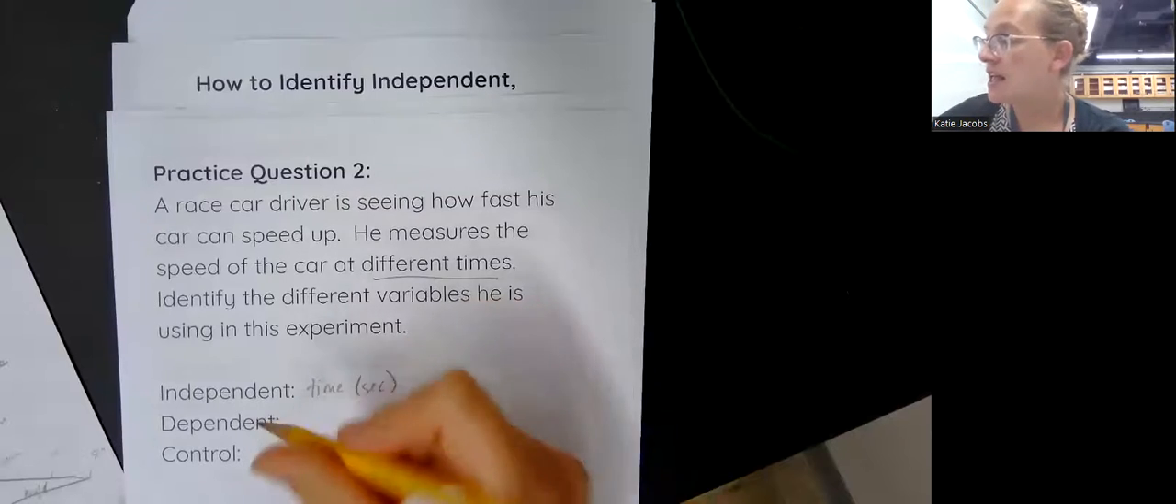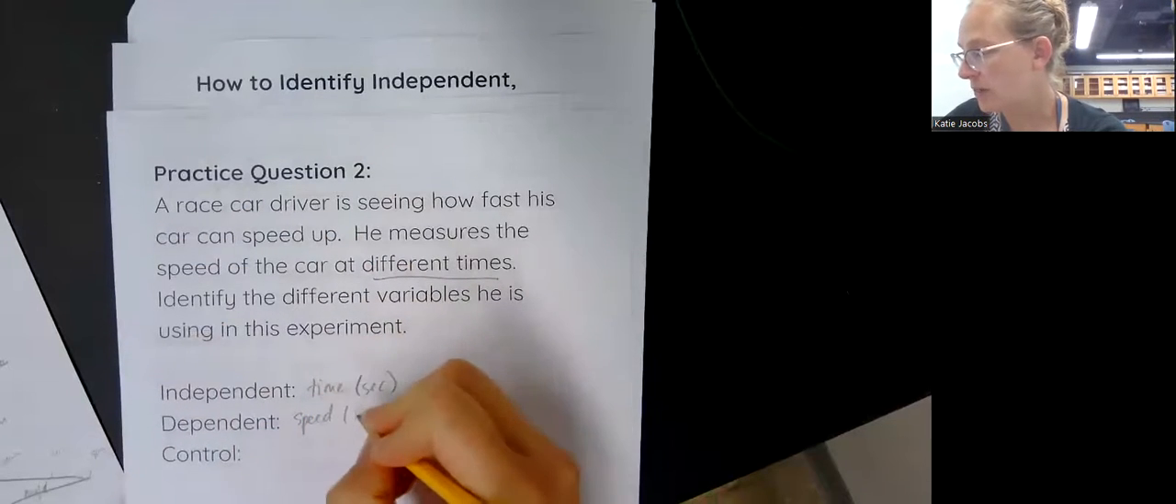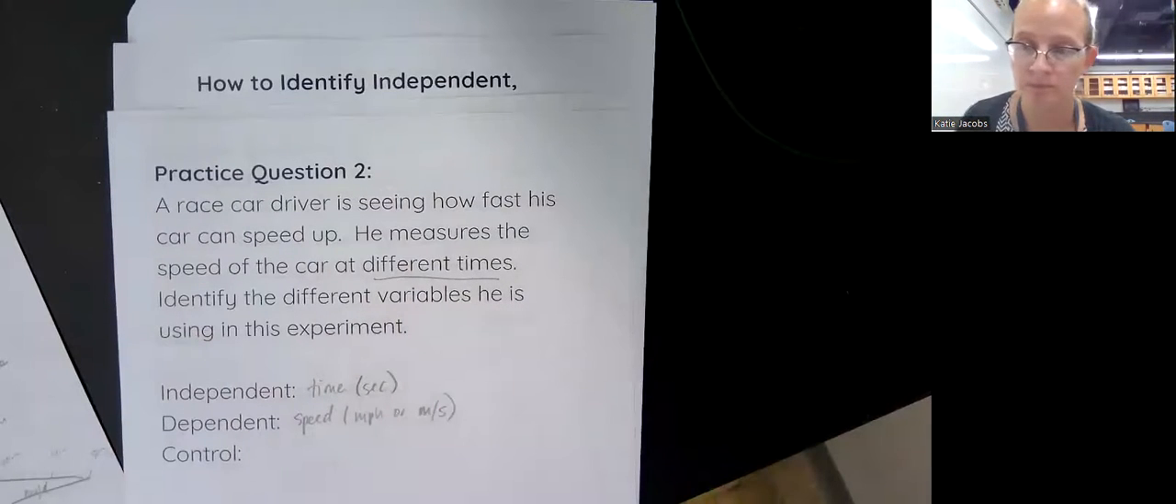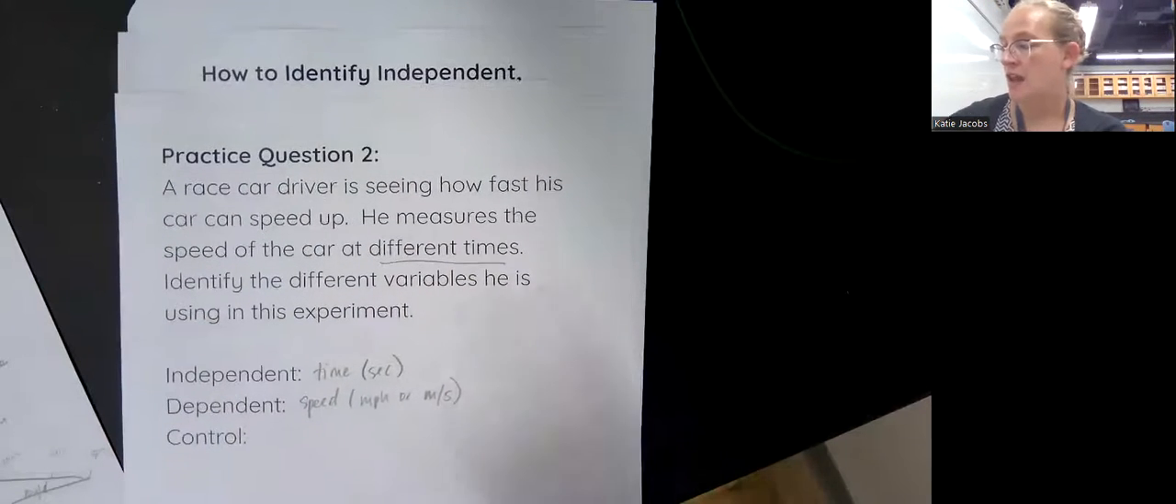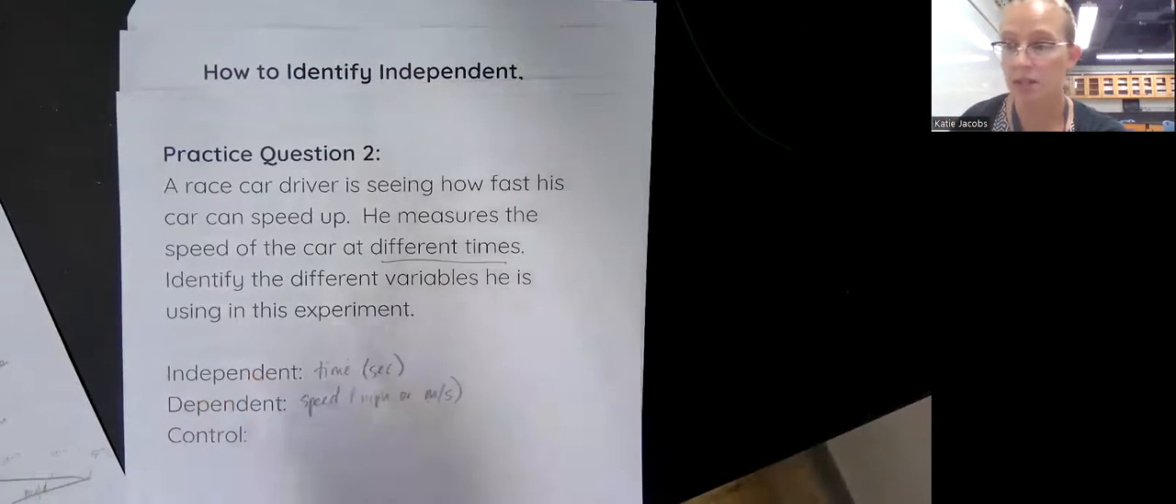The dependent is he's measuring the speed. How fast is the car going? Probably in miles per hour or meters per second with his speedometer. That speed is depending on the time. I'm measuring both of them, but I am in charge of manipulating the time.